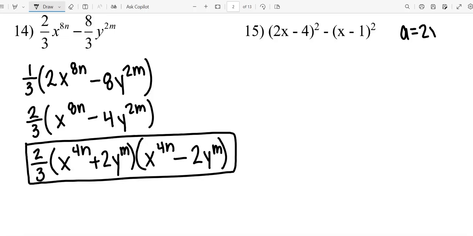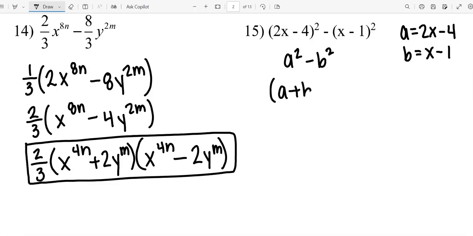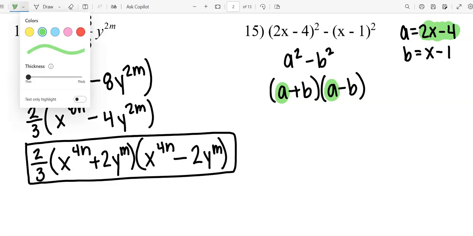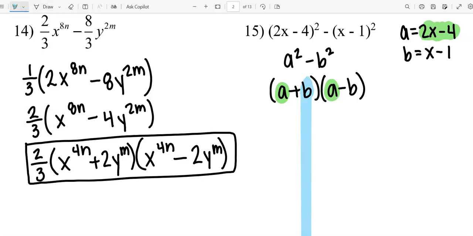So A is going to be 2x minus 4, and B is going to be x minus 1. That means the first part would be A squared minus B squared. This is very similar to one we've already done, except now you've got that 2x, which will be a little bit different. A squared minus B squared is 2 terms. It's a difference, and it's perfect squares, so it's a difference of perfect squares. It'll factor into A plus B times A minus B. For my A's, I'm going to want to sub back in after I've factored. I want to sub back in this 2x minus 4. And then for my B's, I'm going to want to sub in wherever I have a B.